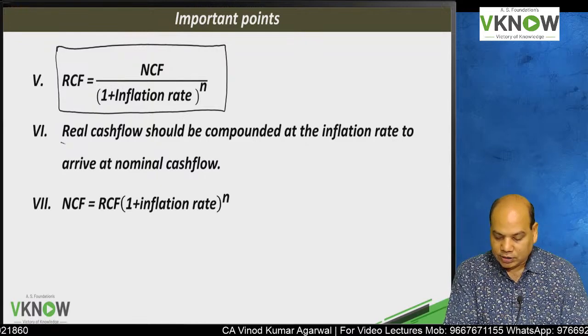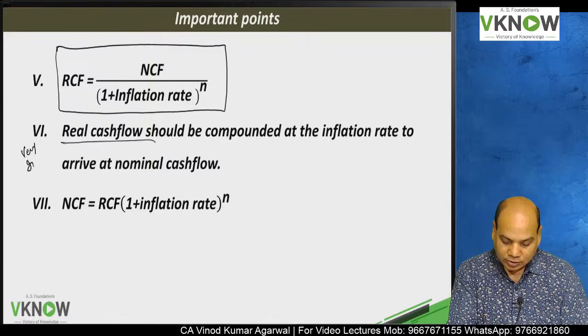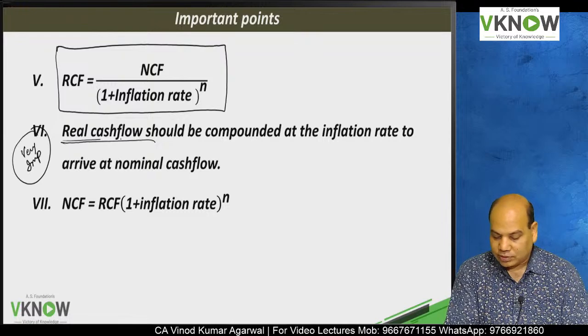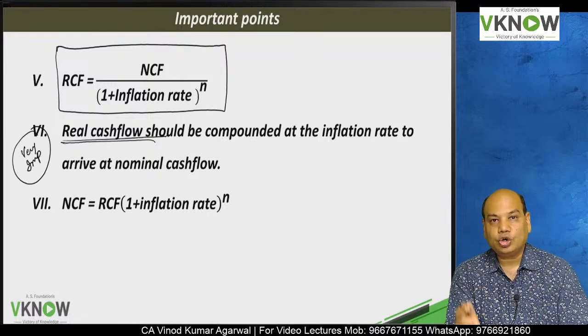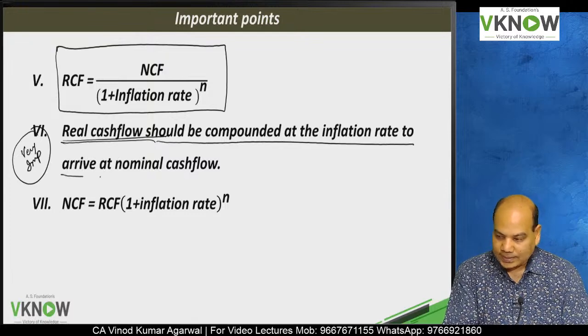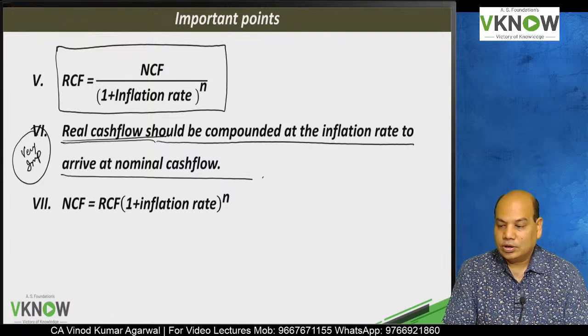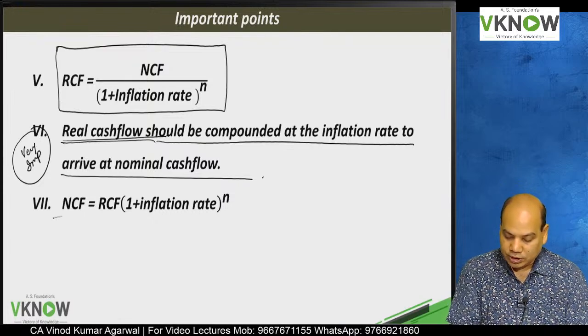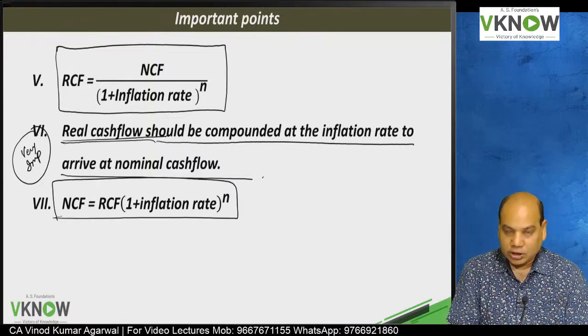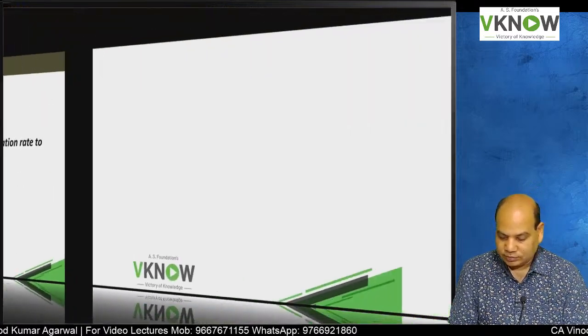And very important, this point number 6: if real cash flow is given and nominal discount rate is given, then you will have to first convert real cash flow into nominal cash flow. How do I do it? Nominal cash flow is equal to real cash flow into 1 plus inflation rate to the power n. Is it right?